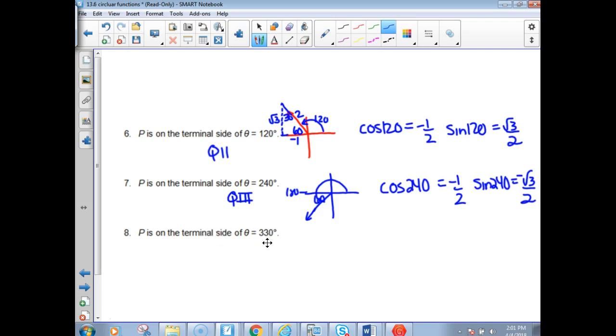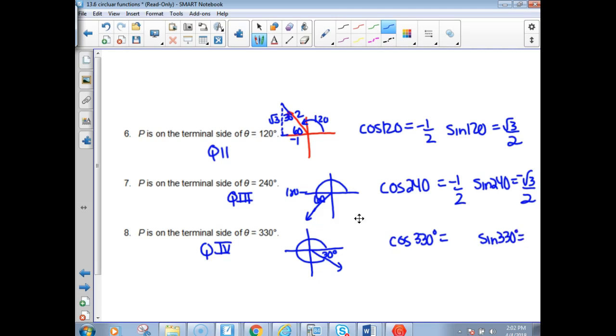Okay, now P is on the terminal side of theta equals 330. 330 degrees puts me into quadrant 4. How far down from 360 am I? Yep, 30 degrees. So your reference angle would be 30 degrees. In radians, that's pi over 6. All right, it didn't ask us for radians though. So cosine of 330 degrees and sine of 330.